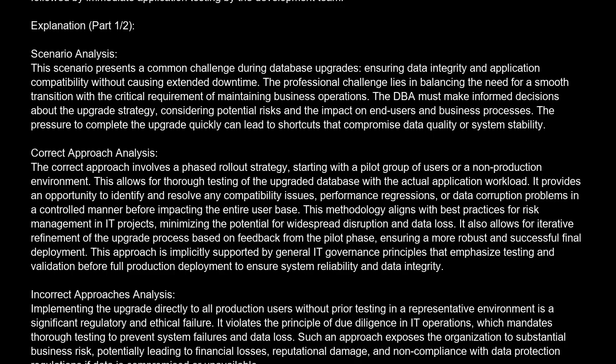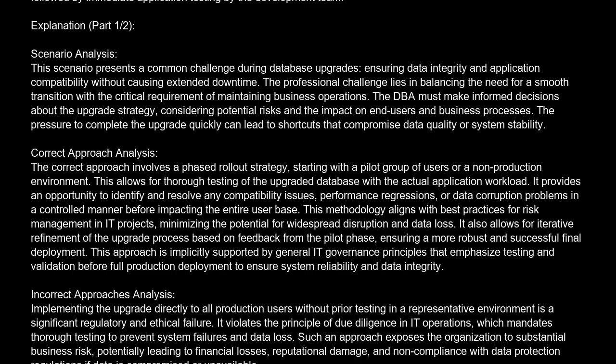This methodology aligns with best practices for risk management in IT projects, minimizing the potential for widespread disruption and data loss. It also allows for iterative refinement of the upgrade process based on feedback from the pilot phase, ensuring a more robust and successful final deployment. This approach is implicitly supported by general IT governance principles that emphasize testing and validation before full production deployment to ensure system reliability and data integrity.